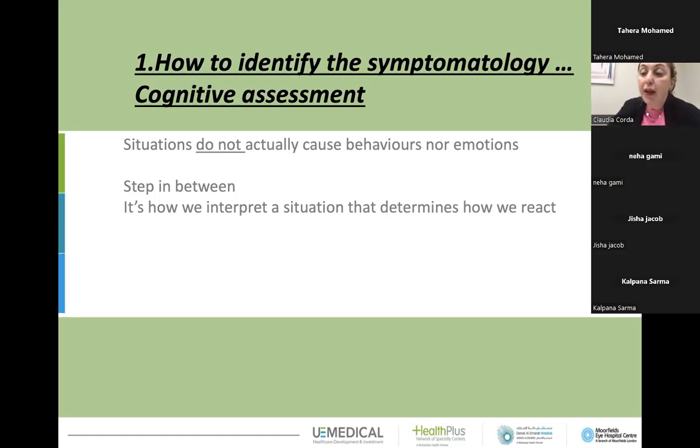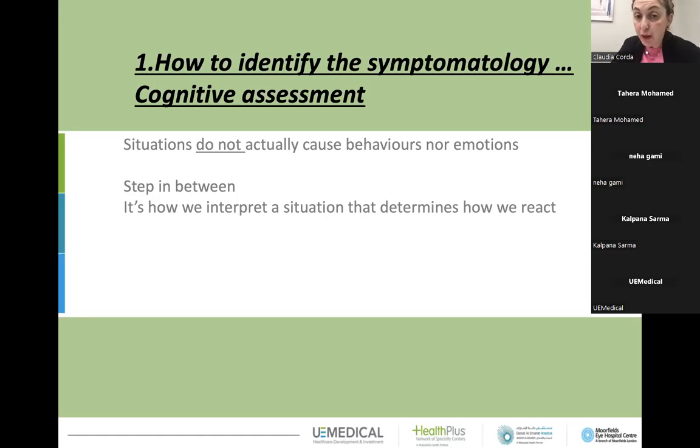So you can identify that they are not realistic, and this is what we call cognitive distortion. It's a distorted thought that gives a high negative emotion, which has as a result a symptom, a behavior that is symptomatic. So this step in between, this emotion, is how we interpret the situation and how we react before the behavior.